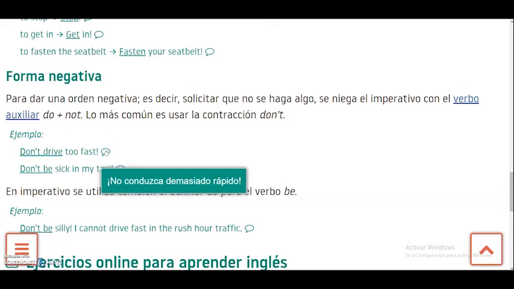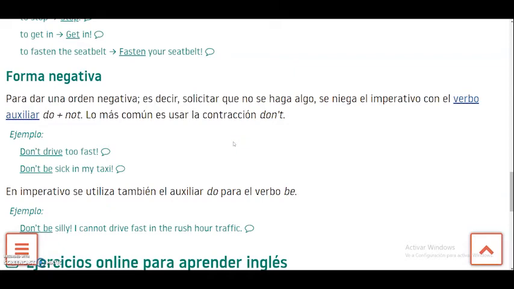please at the end, okay? Because you are demanding somebody to do something, and that person is supposed to do it, and you are saying it in an active and strong way. But at the end you say please to that person to apologize for your attitude. That's the point with the imperative way. Don't be sick in my taxi.